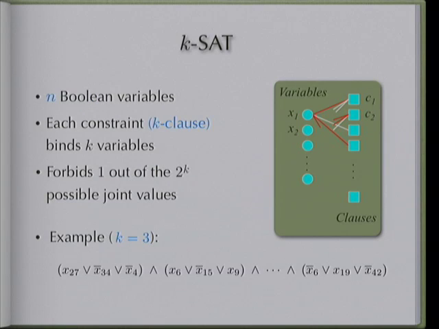And another problem I'll talk about a fair bit in the talk is the K-SAT problem. So here, the variables are Boolean rather than being K-ary, and the constraints are K-ary rather than being Boolean. So each constraint is a clause, and a clause is just the logical OR of a subset of variables or their negations. So basically, a clause of length K binds K variables, and out of the 2 to the K possible values, it forbids 1. And we want, of course, all the clauses to be simultaneously satisfiable.